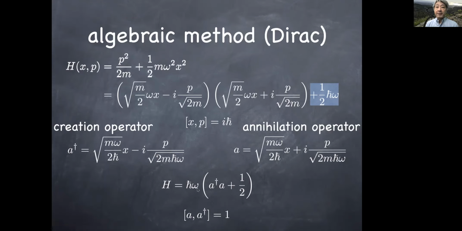The Hamiltonian is written in this simple form: h bar omega factors out, and you have A dagger A plus one half. You can immediately check from the canonical commutation relation between x and p that the commutator of A and A dagger is given by one. So these are the basic things about a harmonic oscillator. Stop me anytime if you have any questions.